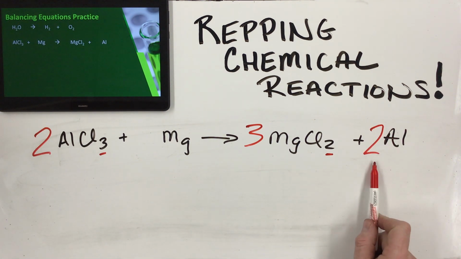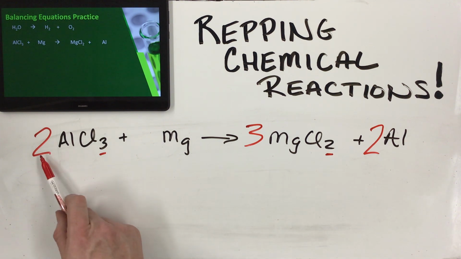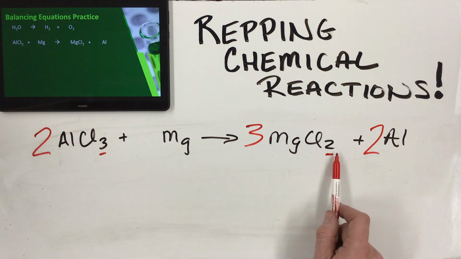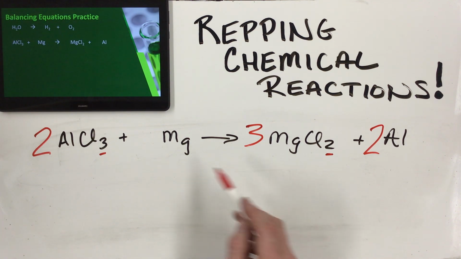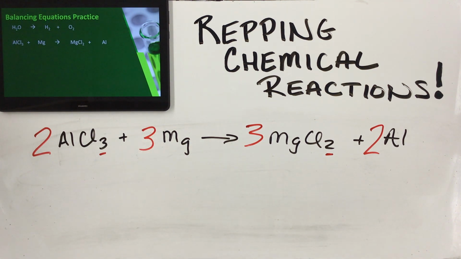2 aluminums, 2 aluminums. 2 times 3 is 6 chlorines. 3 times 2 is 6 chlorines. 1 magnesium, 3 magnesiums, but that's an easy fix. So that one is done. All right? Our next one.